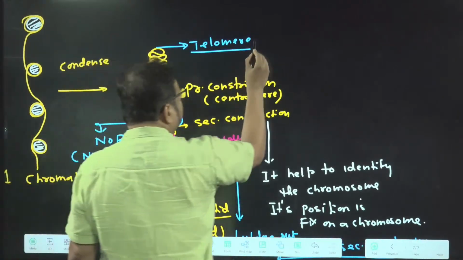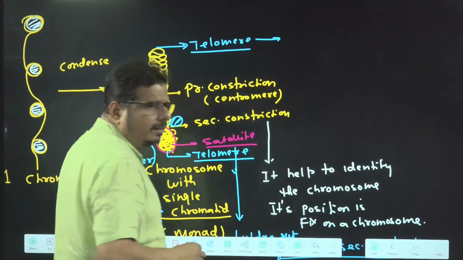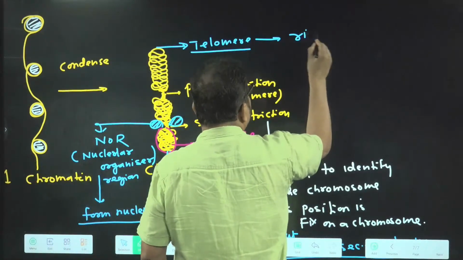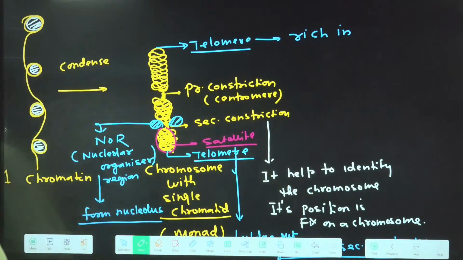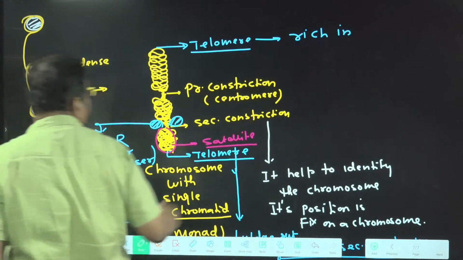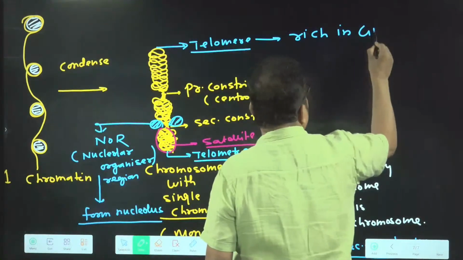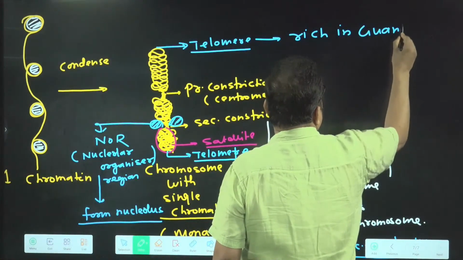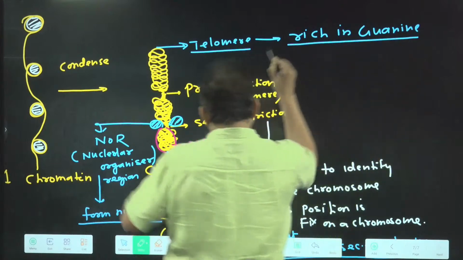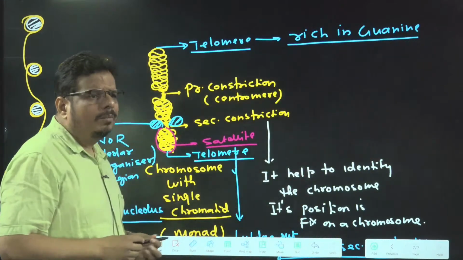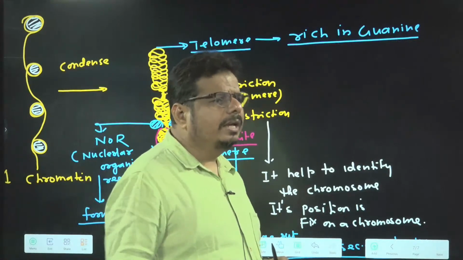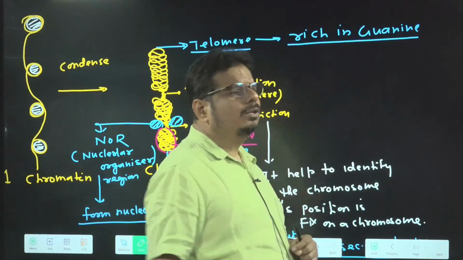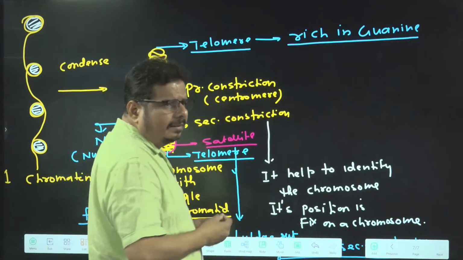I am giving you some more information about telomere. Telomere is rich in guanine. Telomere is rich in which one? Guanine. Because DNA is present here, right? So in the telomeric region of DNA, the guanine nitrogenous base is more. Getting the things or not?